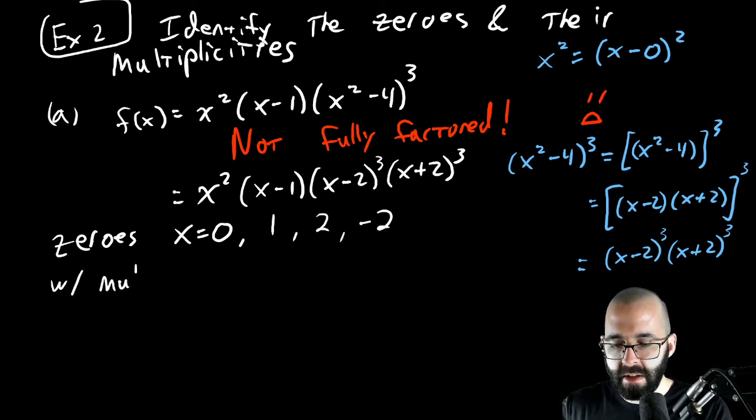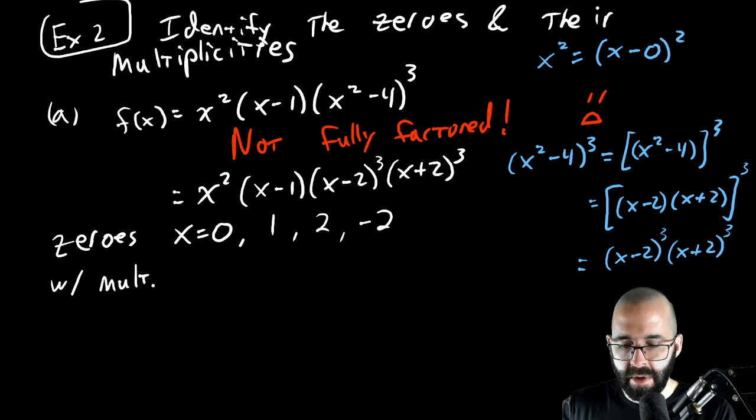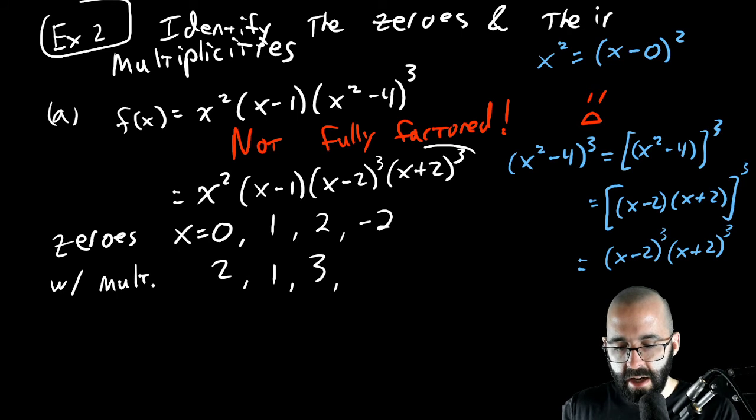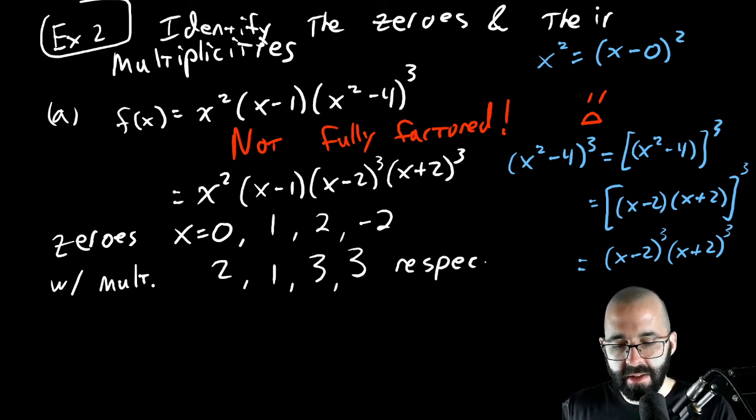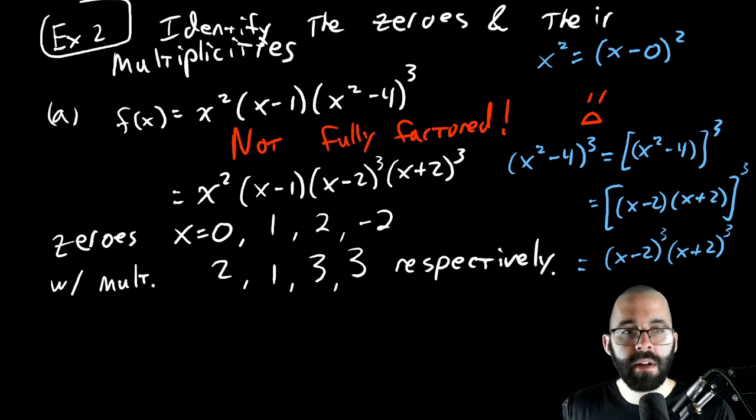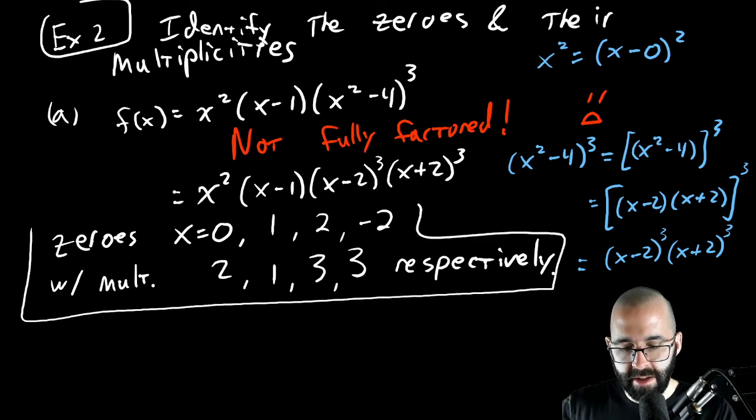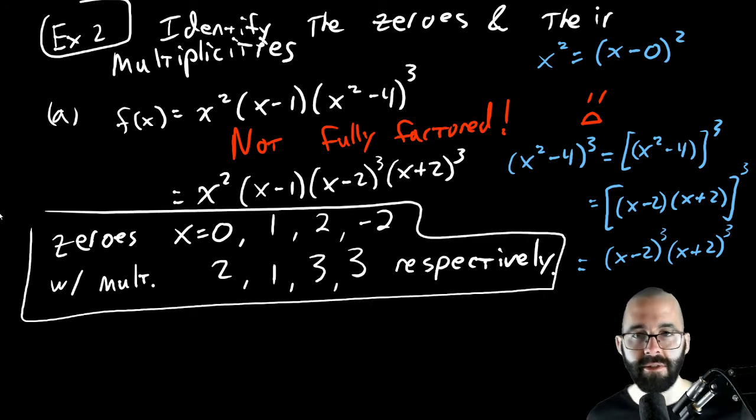With multiplicity, well, this one has multiplicity 2, multiplicity 1, multiplicity 3, and multiplicity 3, respectively. Respectively just means that the way that we're ordering the zeros is the same we're ordering the multiplicities. So this goes with that, this goes with that, this goes with that, etc. Just makes it a little easier for us to answer in fewer words.